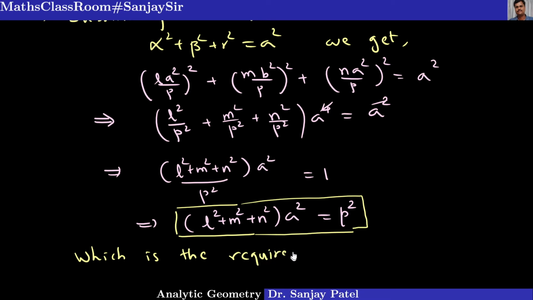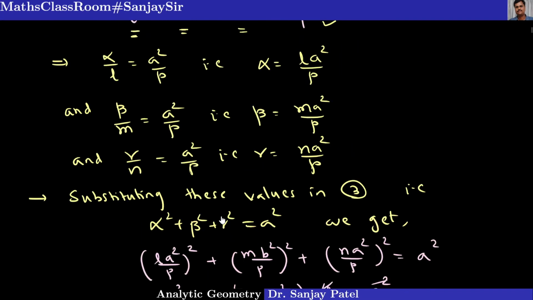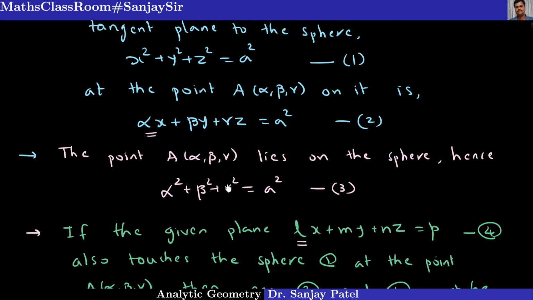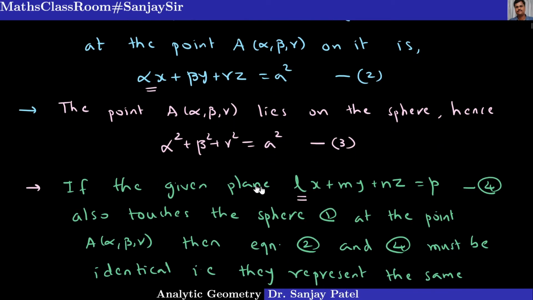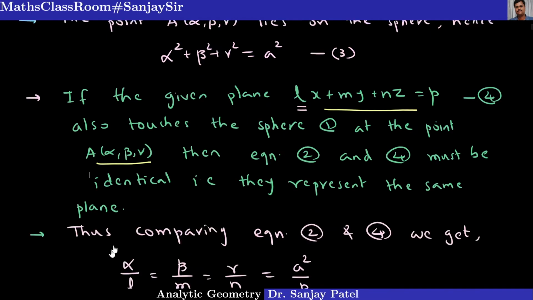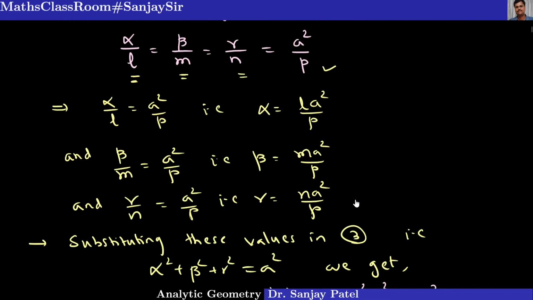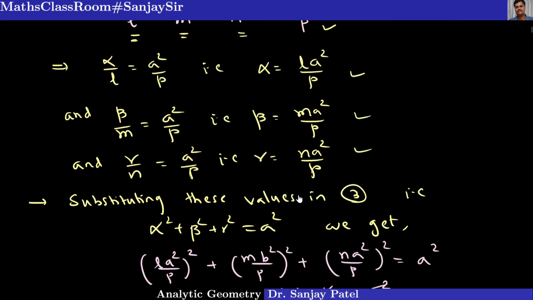the required condition. We are also asked to find the point of contact, but it is already done because we have assumed that the given plane Lx plus My plus Nz is equal to P also touches the sphere at the same point alpha beta gamma. This plane touches the sphere at alpha beta gamma. So alpha beta gamma is the point of contact, and we already obtained the values of alpha beta gamma here.